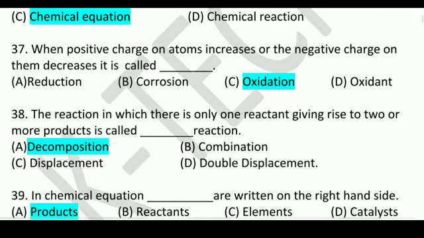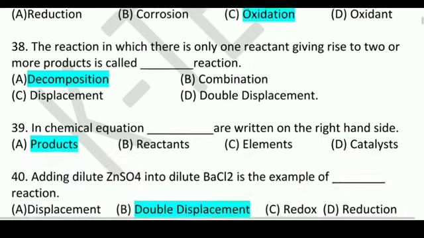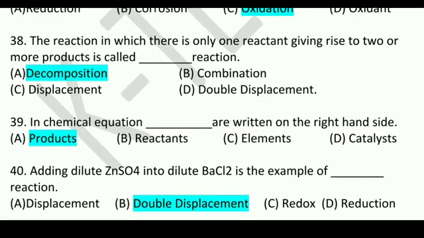Next, when the positive charge on an atom increases or the negative charge on it decreases, it is called dash. So what is the answer, children? The answer is oxidation. The reaction in which there is only one reactant giving rise to two or more products is called dash reaction. Yes, the correct answer is decomposition.